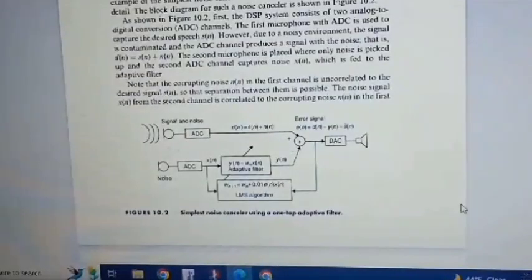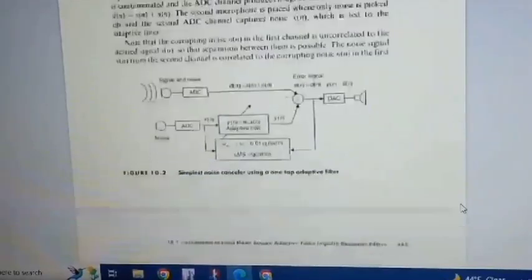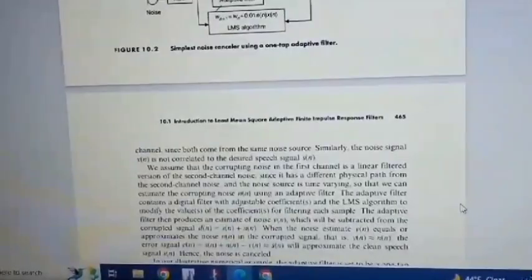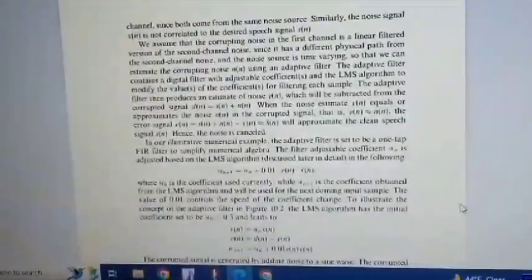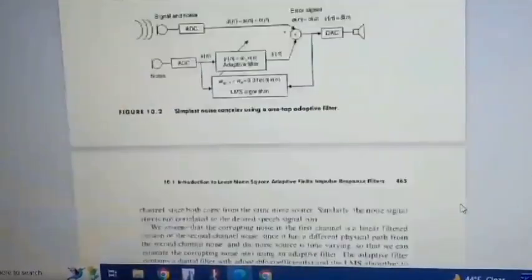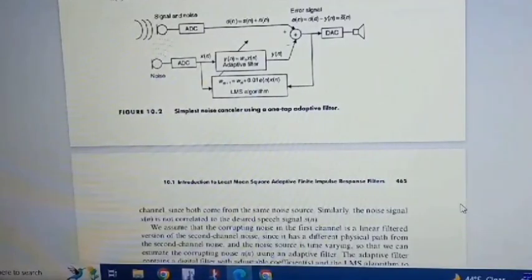The DSP system consists of two analog to digital conversion (ADC) channels. The first microphone with ADC is used to capture the desired speech. However, due to the noisy environment, the signal is quantized and the ADC channel produces a signal with noise. Here we have d(n) equal to s(n) plus n(n). And this is the block diagram. This tells about the signal and noise relation of adaptive filters.